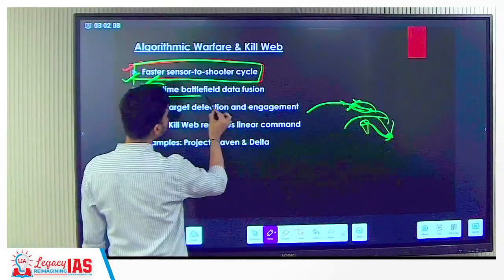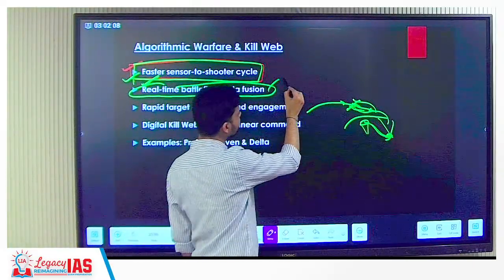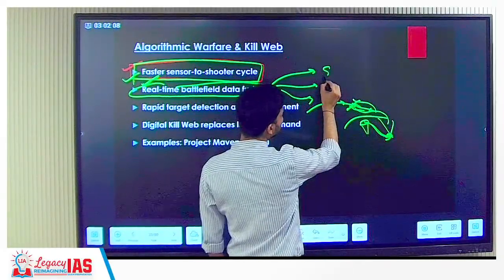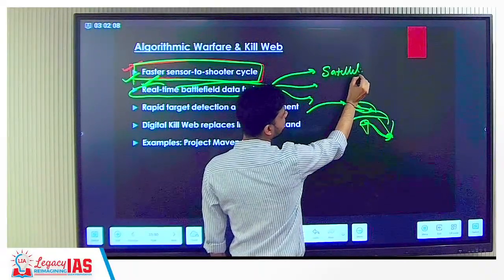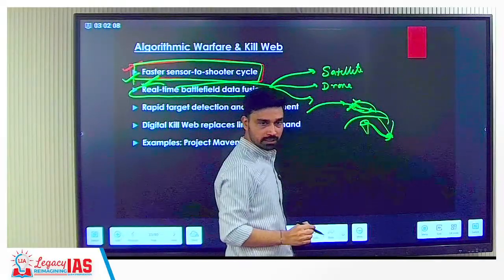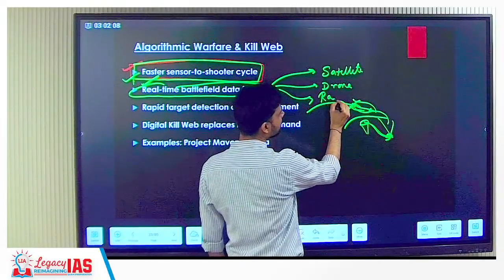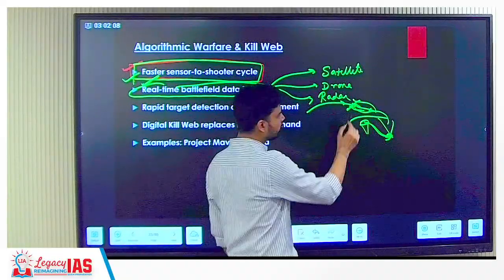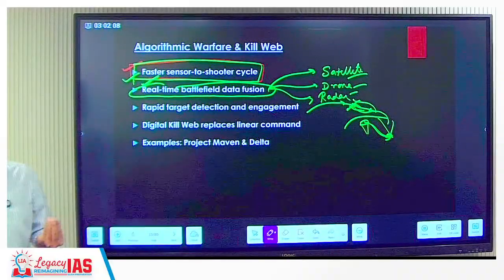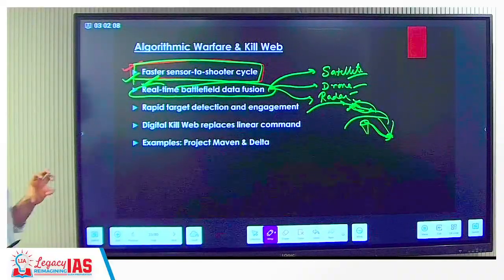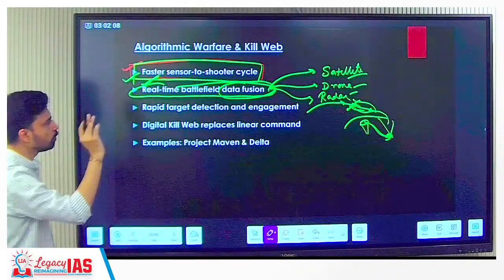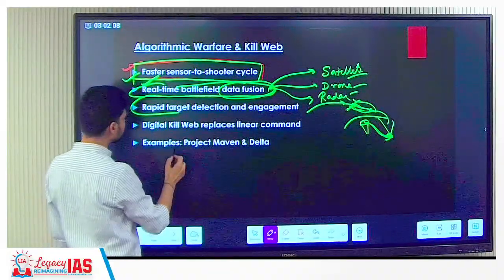Second, real-time battlefield data fusion. Data fusion means we are no longer relying on only one source for data collection. Now we have integrated, for example, satellite-based surveillance systems. Apart from that, you will have drone-based surveillance systems. Apart from that, you will have radar-based systems. So several systems are continuously providing you data. Now you are not looking at each of them in an isolated manner. You are looking at the comprehensive picture by fusing the data from all the sources, including human intelligence and all that. Rapid target detection and engagement, we have seen.